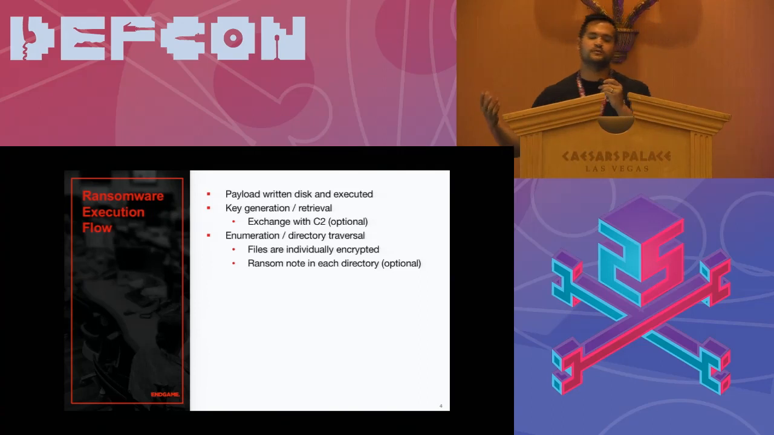So in a typical ransomware variant, you're going to see a few different things. Typically a payload is going to be written to disk and executed. There's going to be some sort of key generation or retrieval routine. Optionally, there's a key exchange with the C2, but that's more in asymmetric encryption implementations, so we don't always see that. Sometimes with symmetric encryption, we're going to have hard-coded keys or some sort of key generation that's done on the fly.